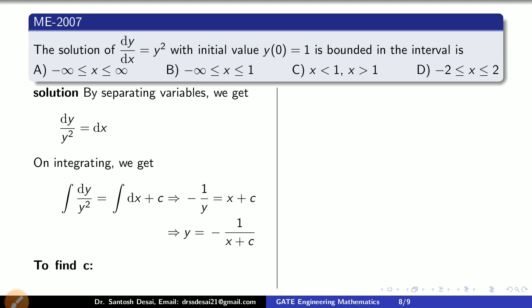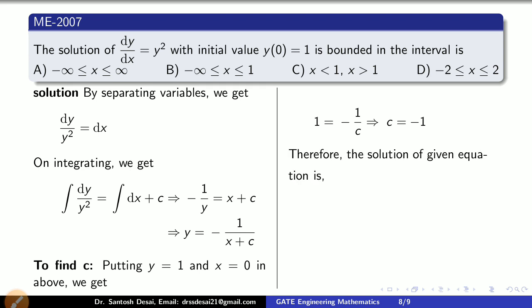Now first we find the value of c. So putting y is equal to 1 and x is equal to 0 in the above, we get 1 is equal to minus 1 upon c, and this implies c is equal to minus 1, and therefore the solution of the given equation is y is equal to minus 1 upon x minus 1. So that is y is equal to 1 upon 1 minus x.